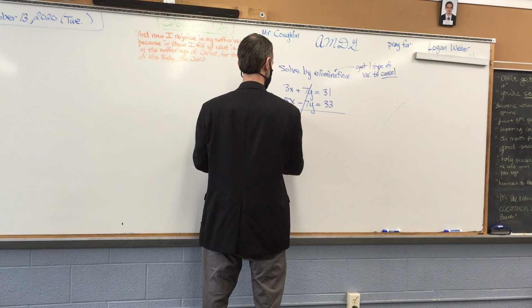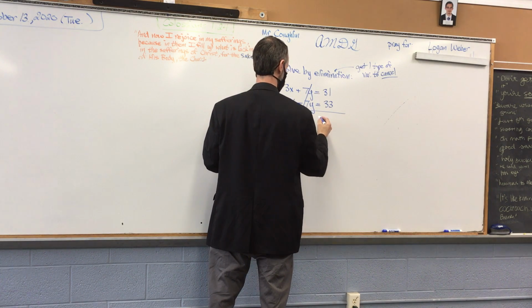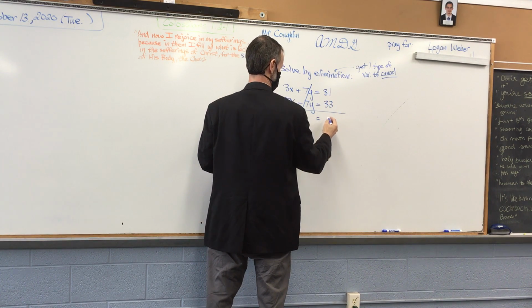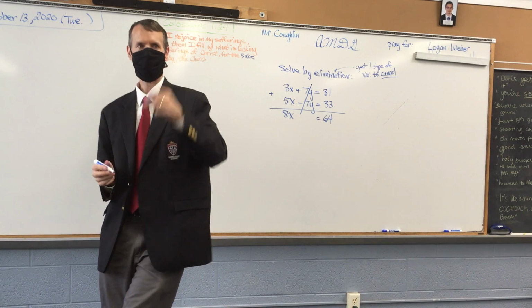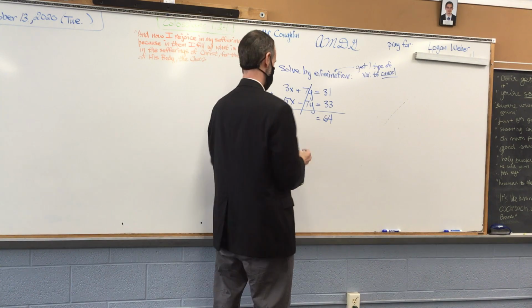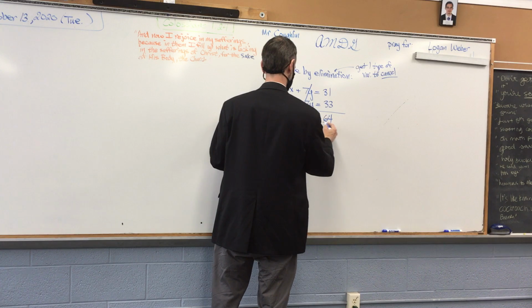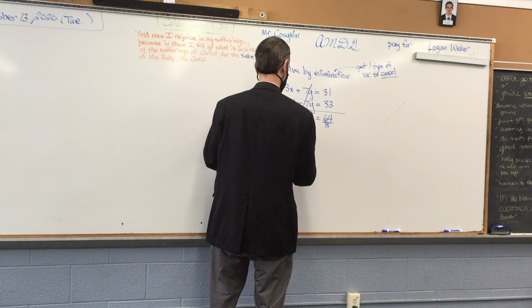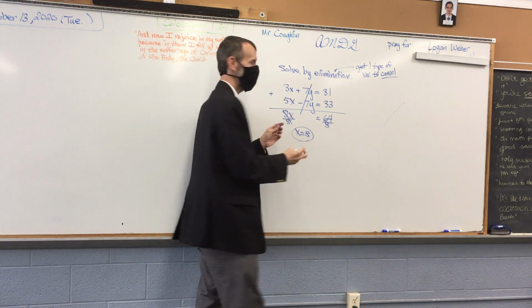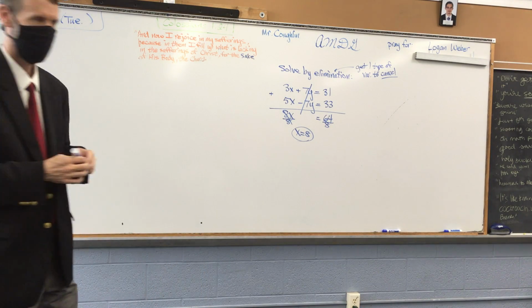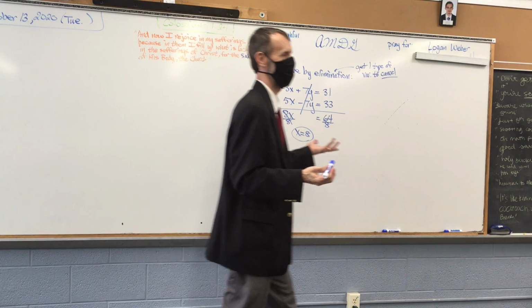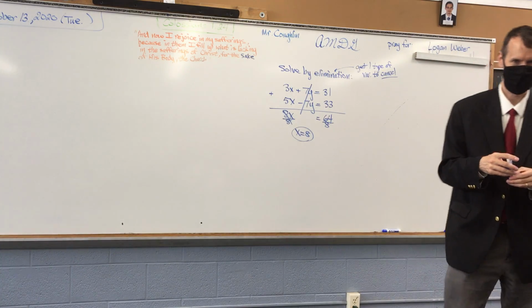So 8x, and these are gone, equals 64. What can you do with that now? Go ahead and finish this one. You would divide both sides by 8. What do you get? 3. Bingo. You're half done and it took like 15 seconds, which is very, very nice. This is one of the reasons why elimination is so incredibly popular among people who solve for systems.